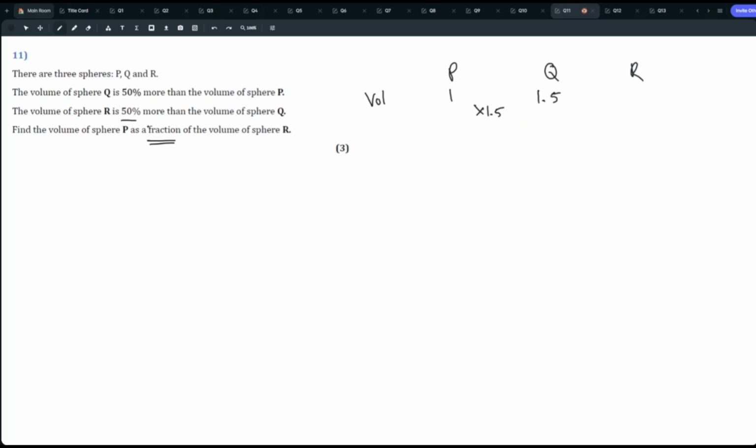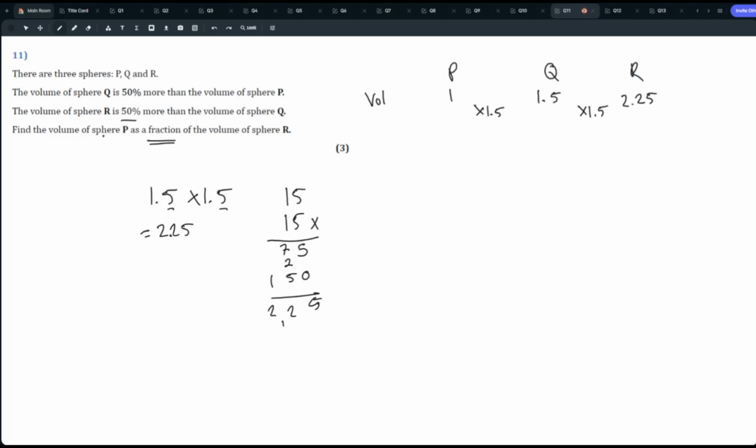And then R is 50% more than Q. So again, we're just going to times by 1.5. This is our 50% increase as we go along. Now, 1.5 times 1.5, what is that? So this is going back to multiplying the decimals. So 15 times 15. Just work this out very quickly. Okay, that's 225. Put the decimal back in. We are 2 places in from the end, so that would be 2.25.